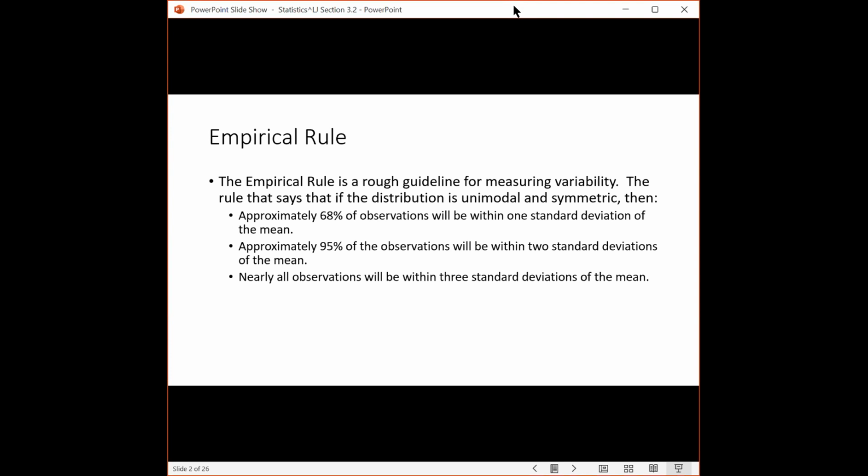The rule says that if the distribution is unimodal and symmetric, then approximately 68% of the observations will be within one standard deviation of the mean. Approximately 95% of the observations will be within two standard deviations of the mean. And nearly all observations will be within three standard deviations of the mean.